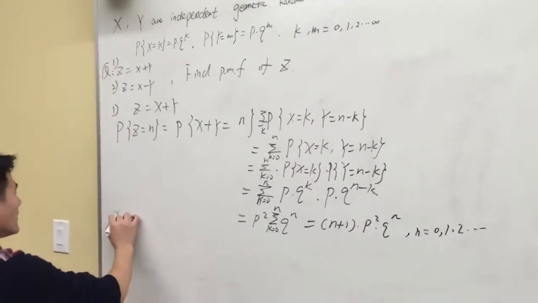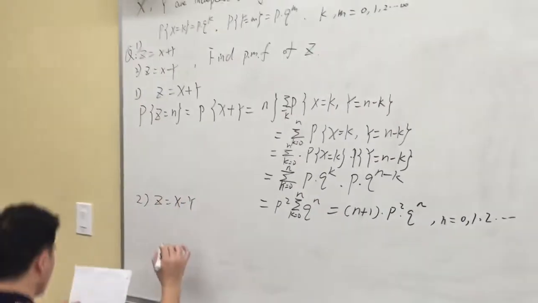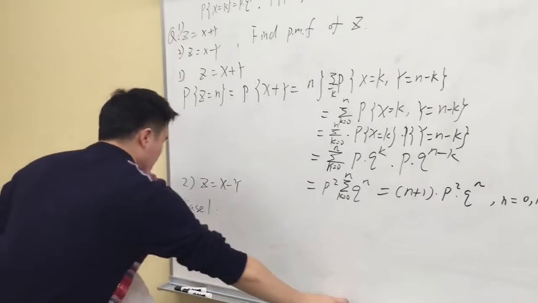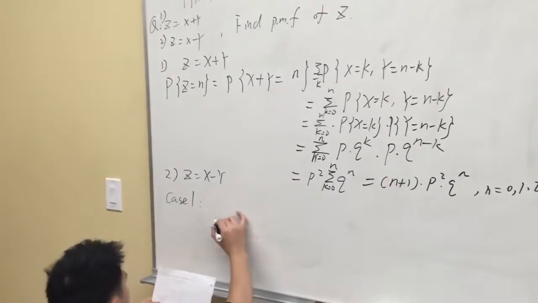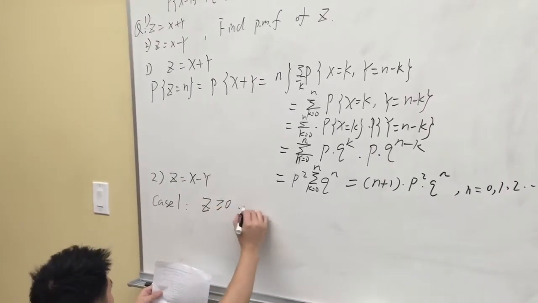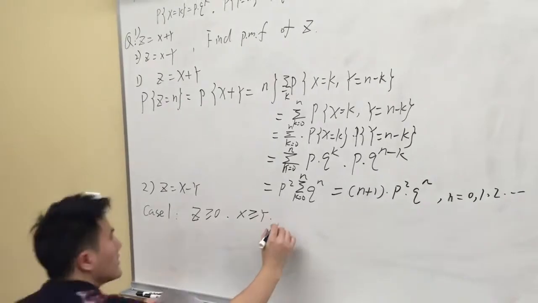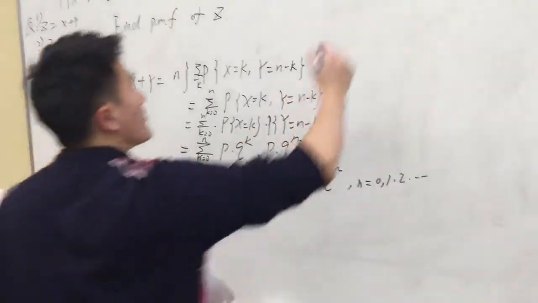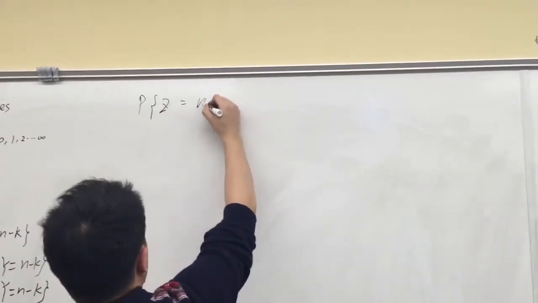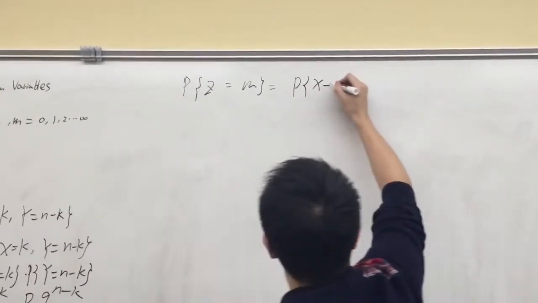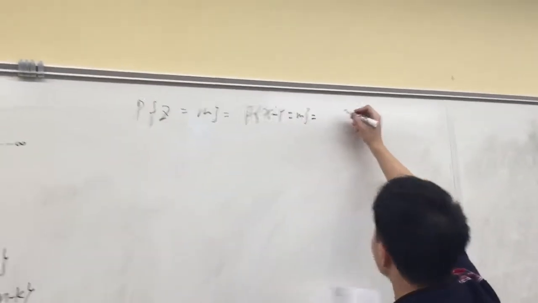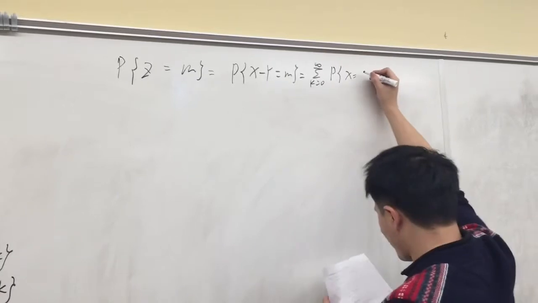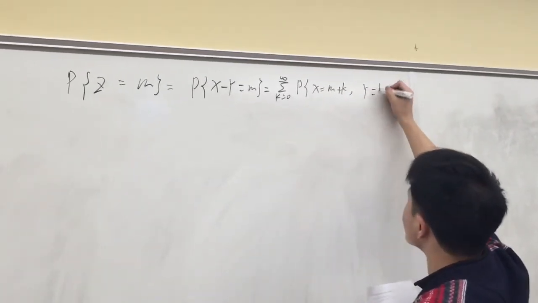Let's do the second part, Z = X - Y. Case 1. When Z is greater than 0, that is X greater than Y. Thus, for M greater than 0, P(Z = M) equals P(X - Y = M), which equals the sum for K from 0 to infinity of P(X = M + K, Y = K).